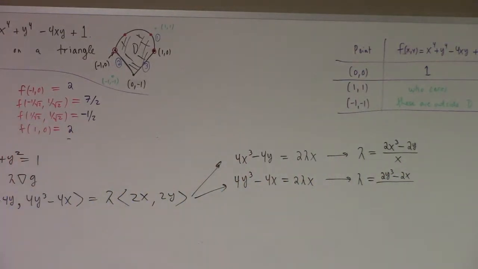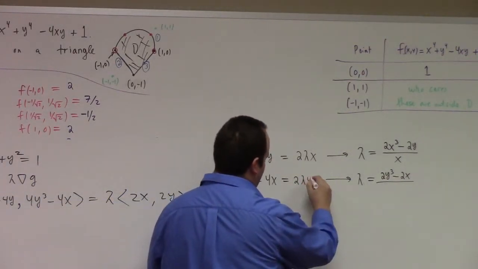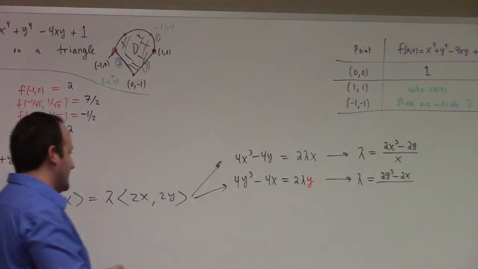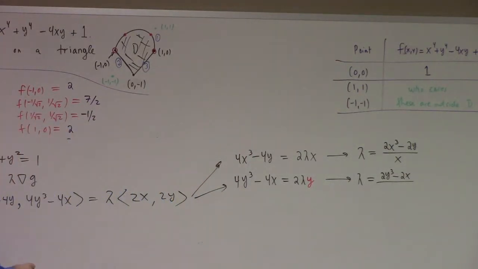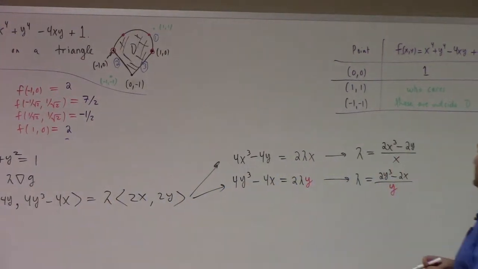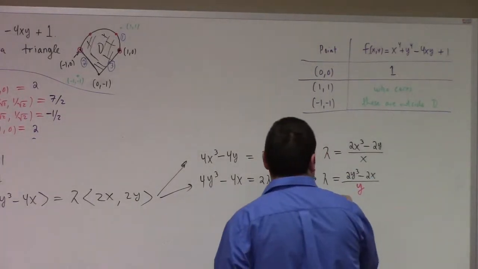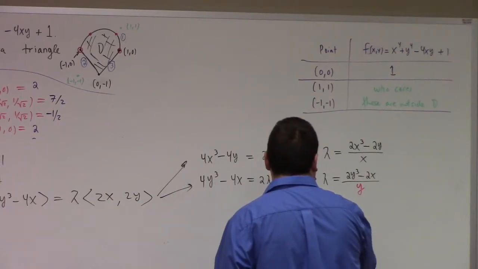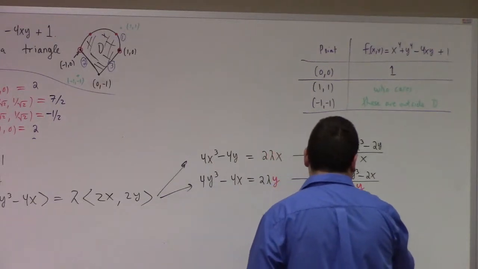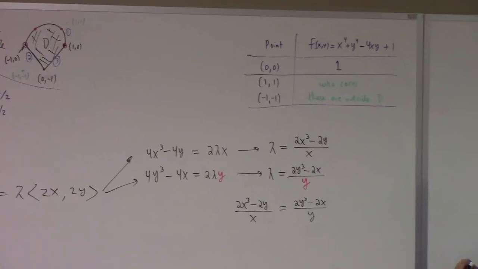Yes, thank you. Indeed. See, my experience with Sesame Street should have told me that much. It didn't belong. It's not like the others. Let's see here. This is divided by y then. Then, of course, we can set these equal and see where it takes us. Where does it take us? It takes us to 2x cubed minus 2y divided by x is equal to 2y cubed minus 2x divided by y.